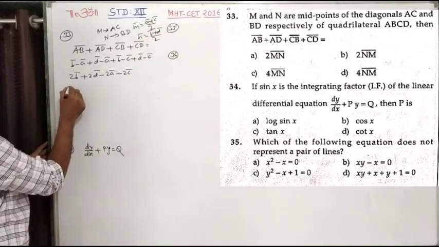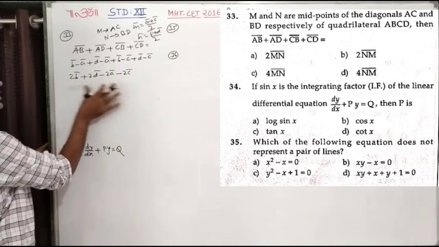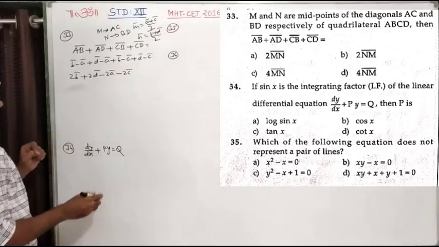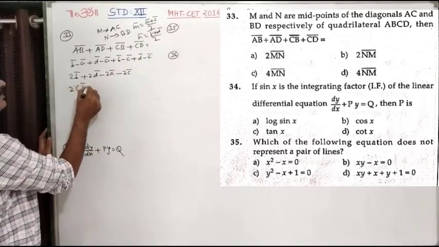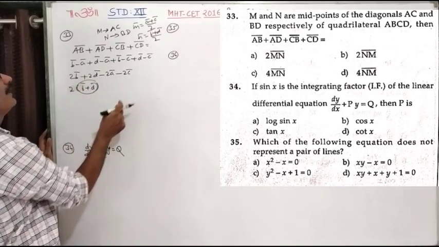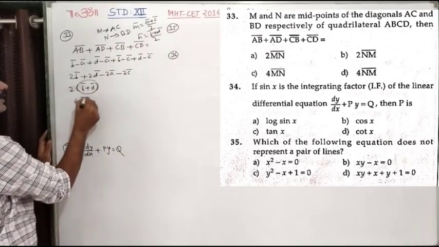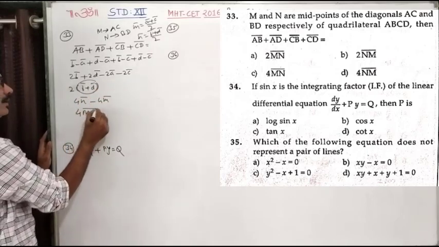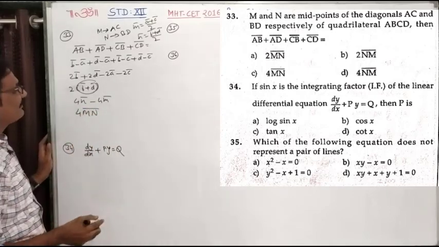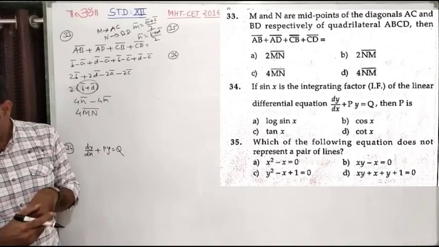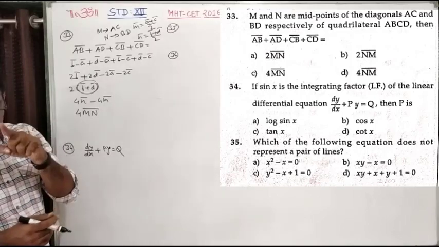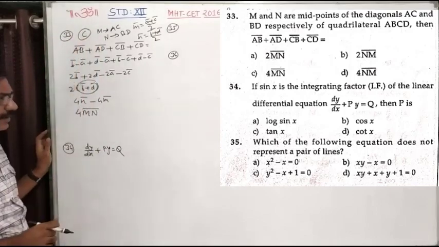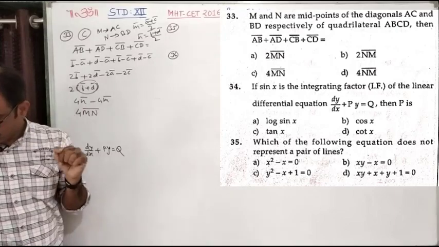Yeah? So take 2 as common. B bar plus D bar, it is 2 N bar. Got it? Okay. Let us take 2 as common. No problem. So what has this become? 2 N bar, so this becomes 4 N bar. Definitely it is 4 M bar. 4 is common. Like this. Simple one. Question number 33. 4MN. Not NM, 4MN. Option is C.